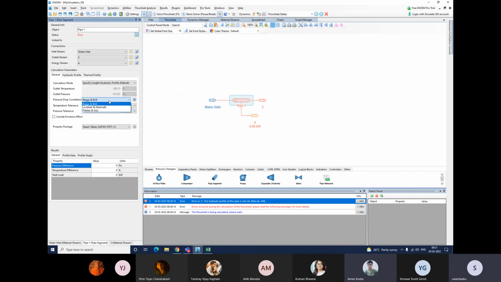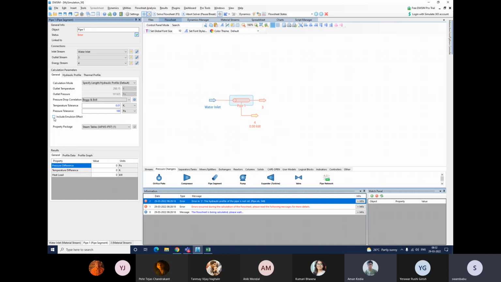Now here for pressure drop correlations, we have Beggs and Brill, Lockhart and Martinelli, and others. Multiple correlations are there. Beggs and Brill is primarily used for liquids. But if we have multi-phase flow, we can use the other two correlations. Since we're dealing with water, we'll just keep the Beggs and Brill correlation for this one. If you want to have the emulsification effect, you can also include it.